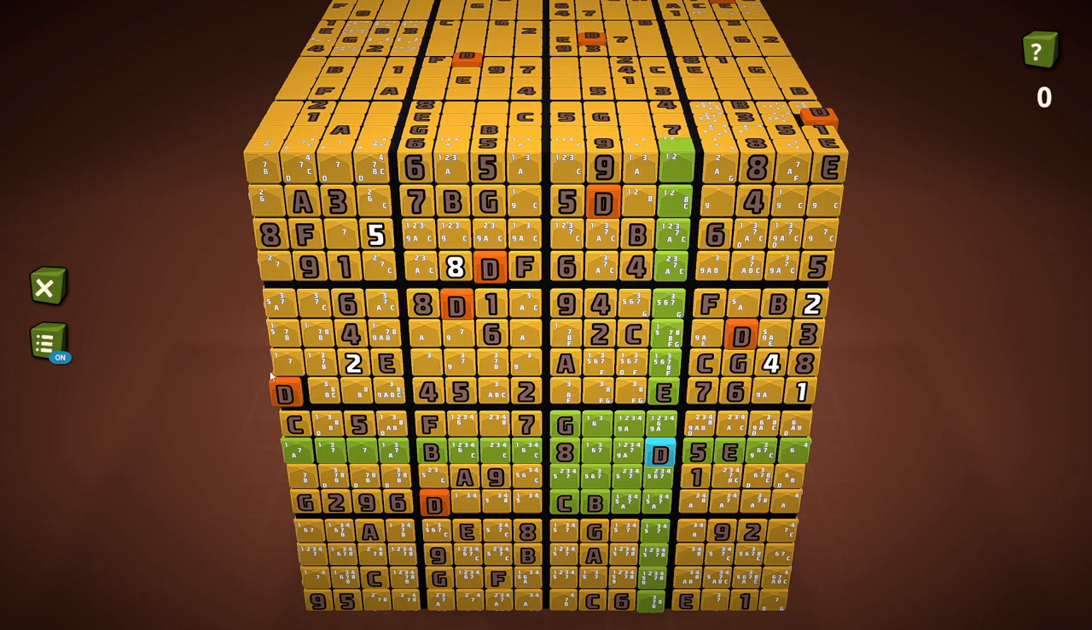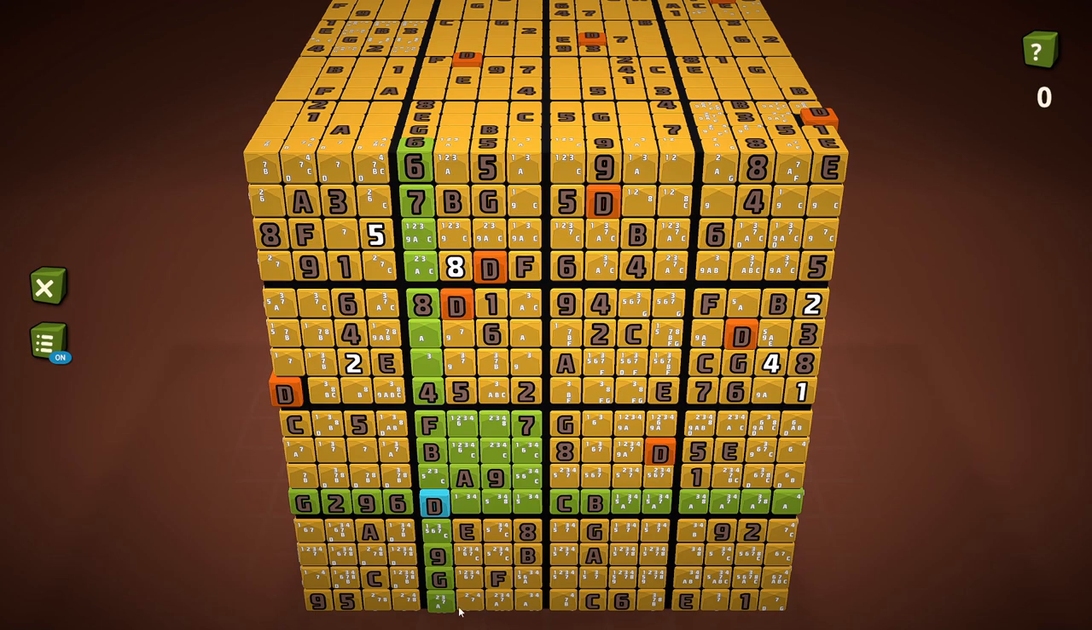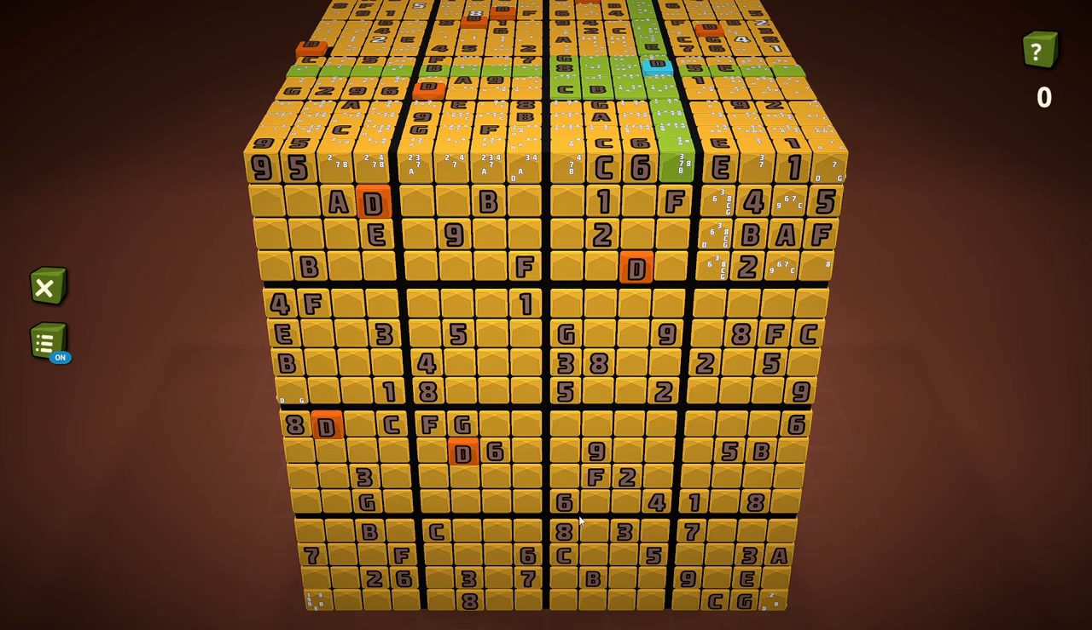Okay, can't be bottom row here. Could totally be bottom row here. But not this one. Not that one. Not this one. Not this one. Have to be one of these two. Can't be bottom row again.